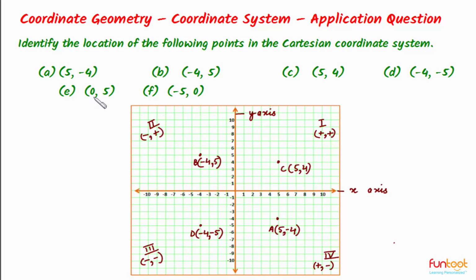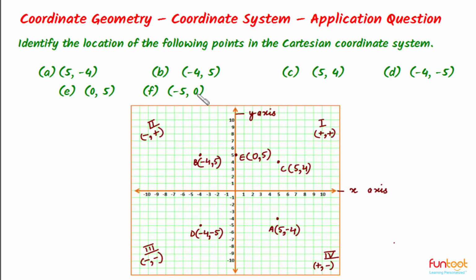Then we have E, (0, 5). Here, the x coordinate is 0, and the points for which the x coordinate is 0 lie on the y-axis. So this is the point E lying on the y-axis. Coordinates are (0, 5).